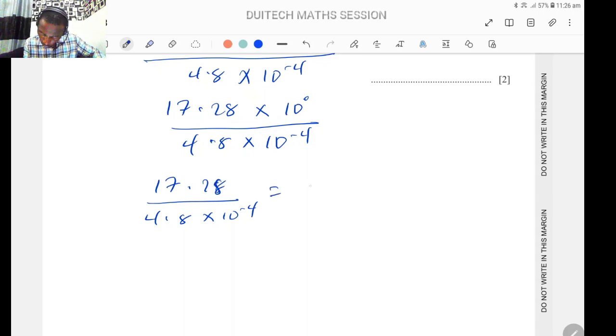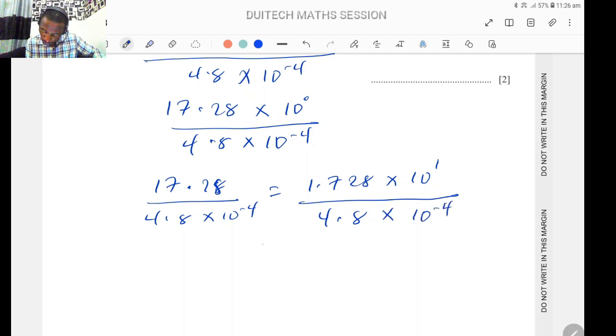That will give me 1.728 times... Remember we said for standard form, the point will have to come after the first number. So you count 17, there are 2 numbers, minus 1. So you have 10 to the power of 1, all over 4.8 times 10 to the power of minus 4. So we can separate them.